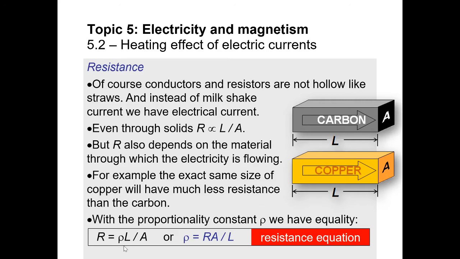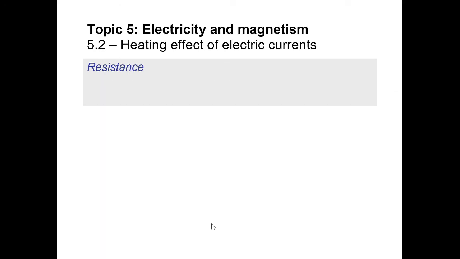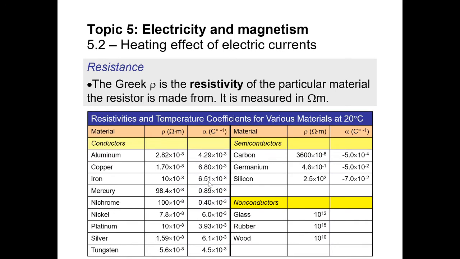So this is our constant of proportionality. Instead of R equals KL over A, we have rho L over A. So rho is our constant of proportionality. And if we want to rearrange for rho, it's RA divided by L. Each material has a different resistivity.